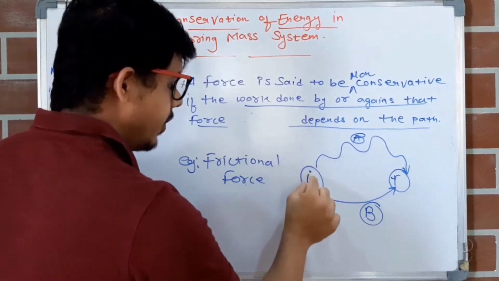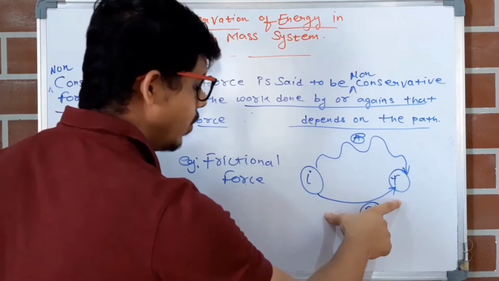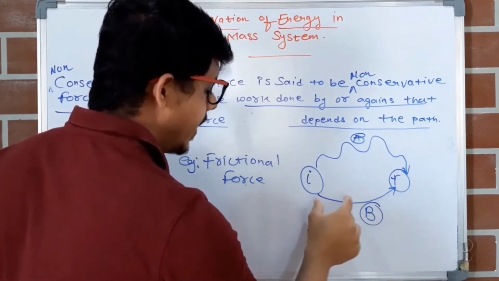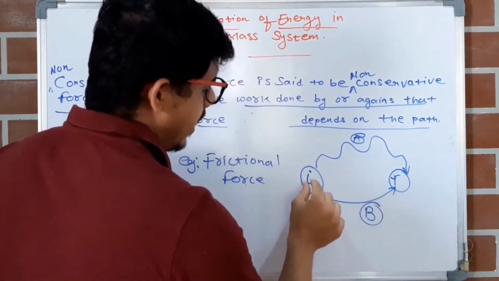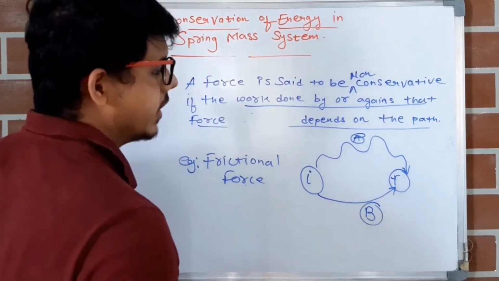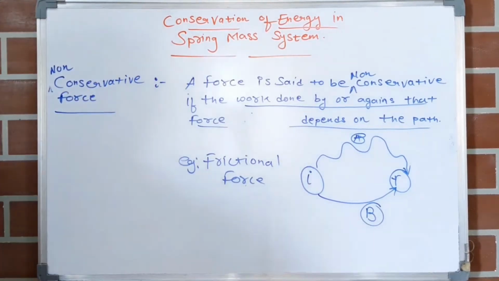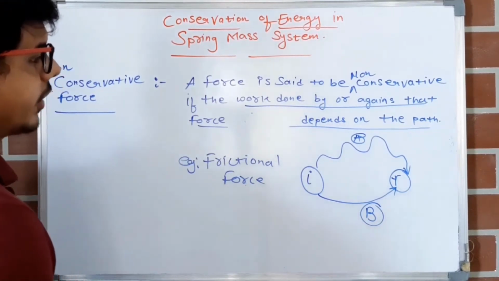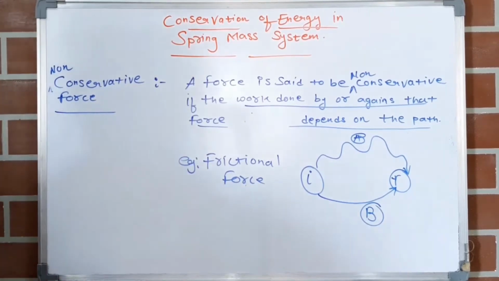Now if we bring a body along path B, the path is small, so our work will be small. So the work needed to bring this object from position I to position F is less along B. So work is dependent on the path. This type of force is said to be non-conservative. A force is said to be non-conservative if the work done by or against that force depends on the path. So this is about non-conservative and conservative forces.